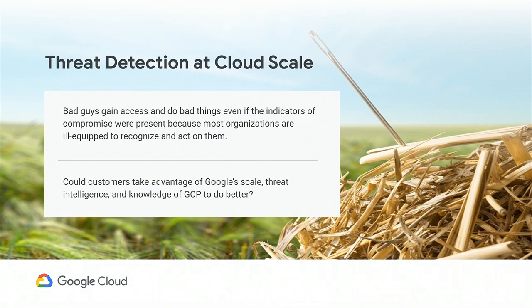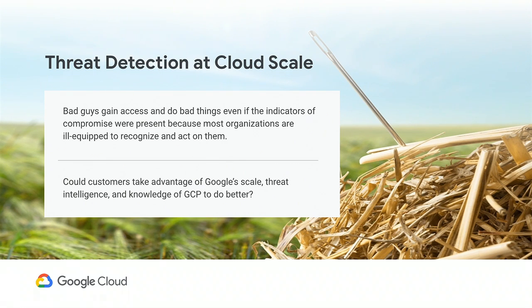So with that context of bad things happen, the SIEM is expensive, Google's doing some stuff to secure you, we have a world where bad things still happen. Bad guys are still getting in, and even when the IOCs are present, we're not always well equipped to detect them. So what if you, our users, and your users, could take advantage of Google's incredible scale, incredible threat intelligence, and ability to do that all in near real time to protect your environments?